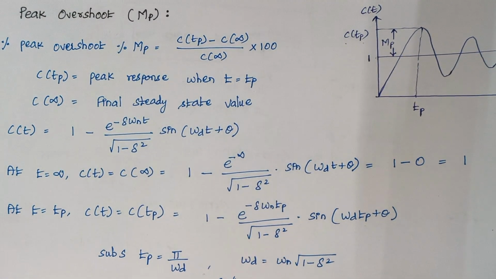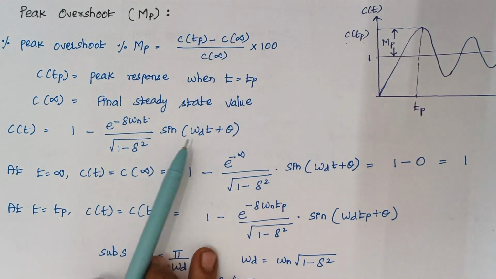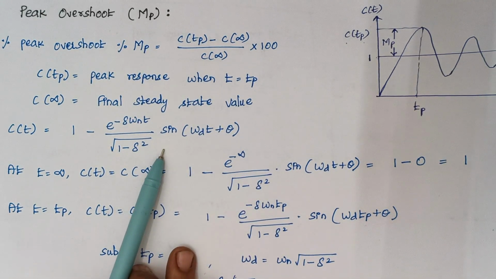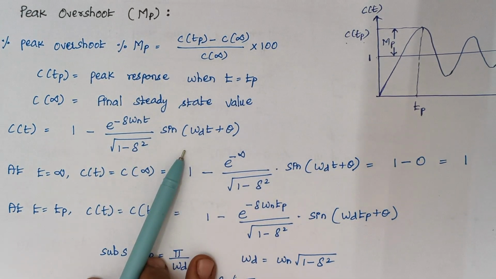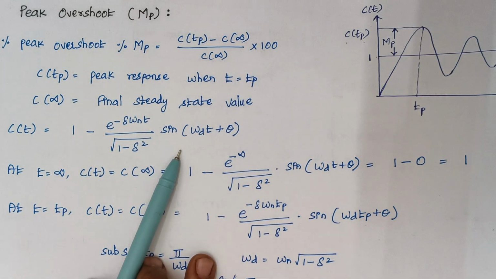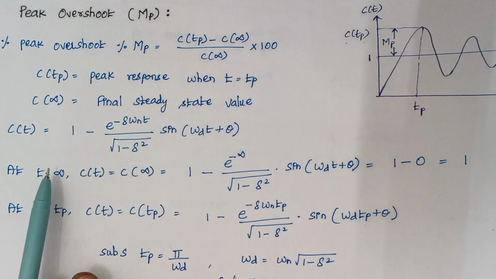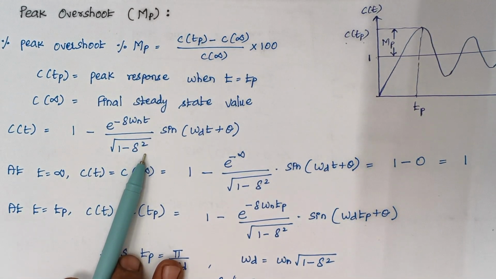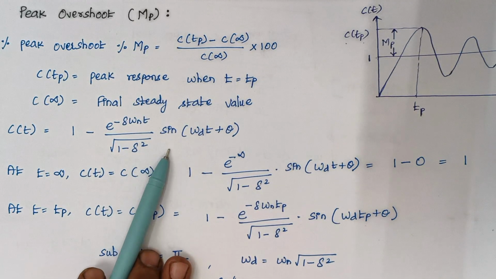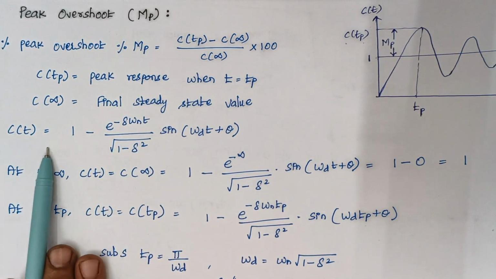So here this is your formula. This is a general expression for an underdamped case. Why are we mostly taking this case? Because in our practical day-to-day systems, 99% of the systems fall under this category. So the final expression for an underdamped case for a unit step input is given by this expression. This is your C of t.